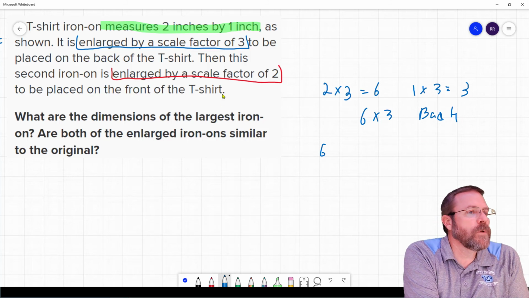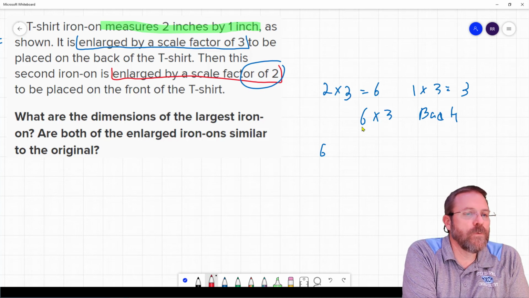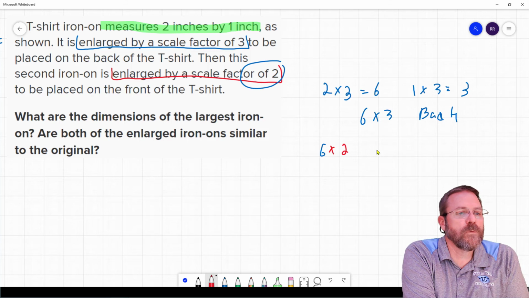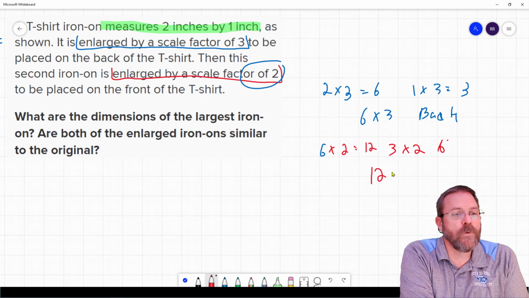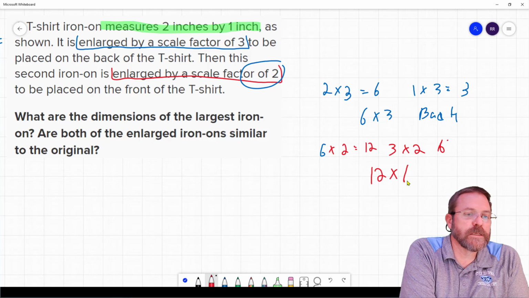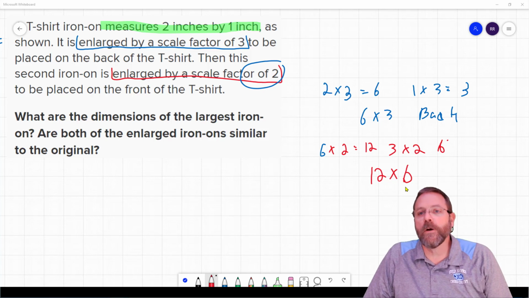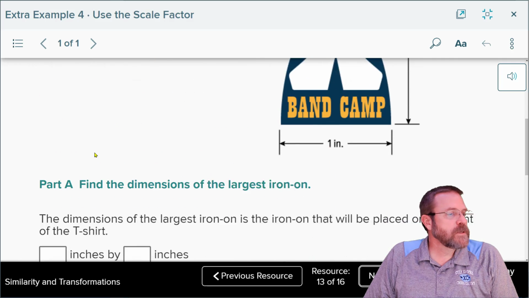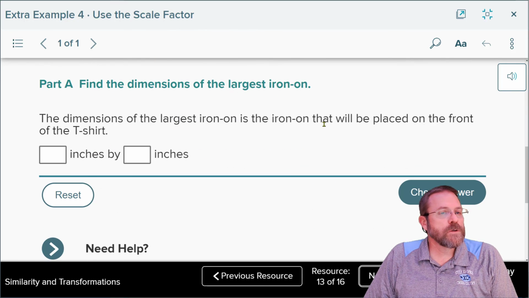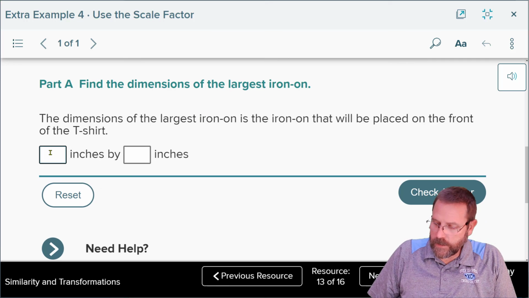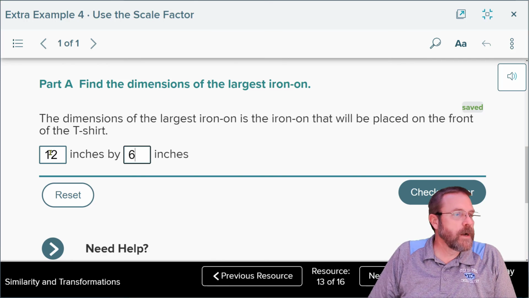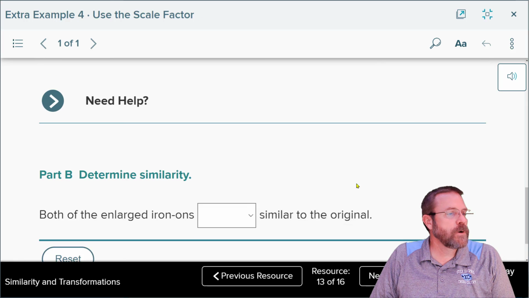That 6 by 3, I'm going to do a scale factor of 2, or make that red. So I'm going to do 6 times 2 and 3 times 2. That's going to end up giving me a 12 and a 6. So the size of the image to go on the front is going to be a 12 by 6 image. Let's see if I can make that 6 better. There we go. We're going to jump back over to our textbook, and we say the dimensions of the largest iron-on to be placed on the front is going to be a 12 by 6. Check that. That part checks.